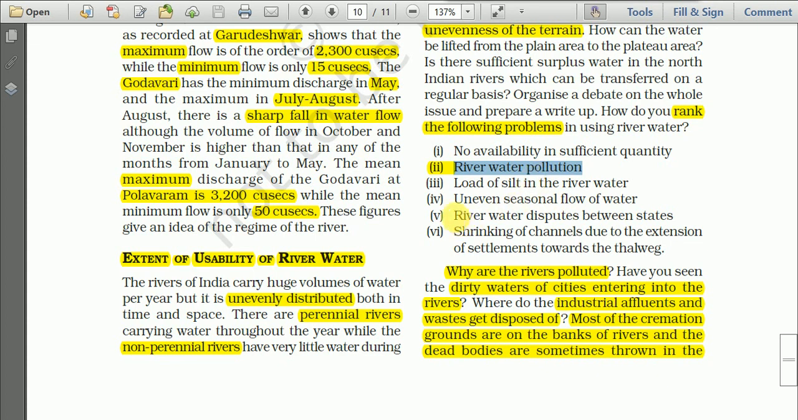Others maybe these river water disputes between the 2 states. Then another problem maybe the third, shrinking of channels. And these others are natural. Actually, a lot of silt in the river water means deposition of the stones and the sands in the river. This is a natural process sometimes. Then uneven seasonal flow of water is also a natural phenomenon due to the differences in the rainfall and so on.